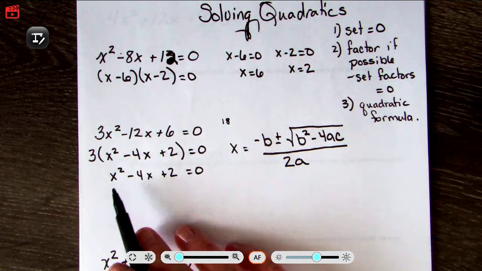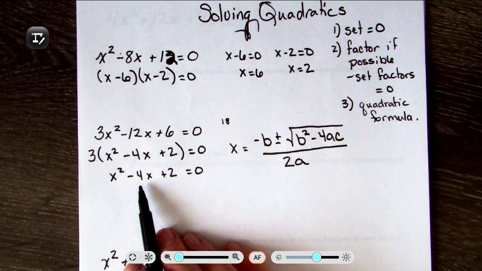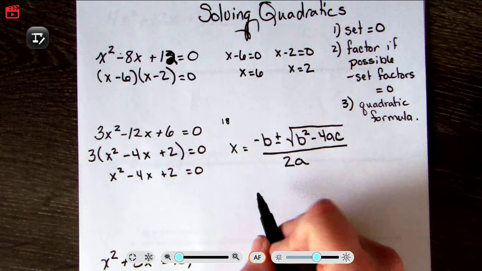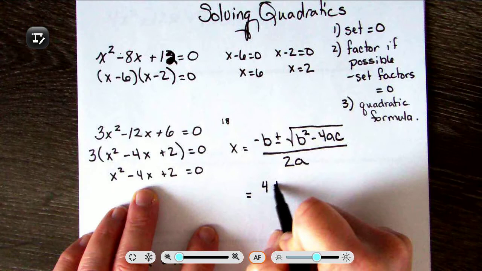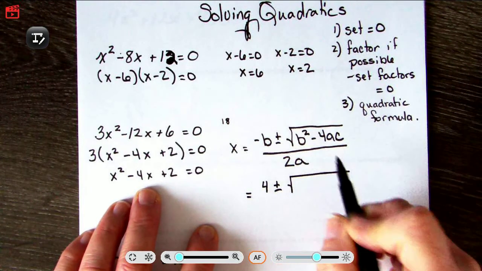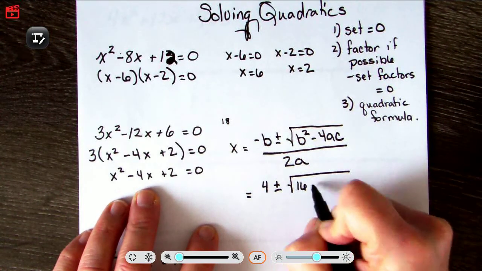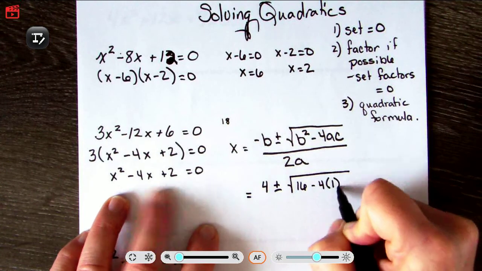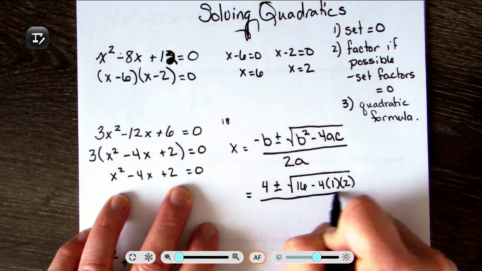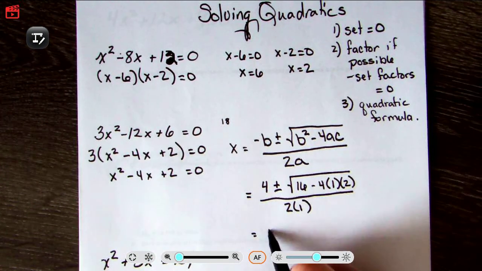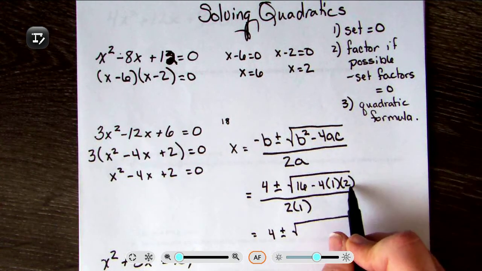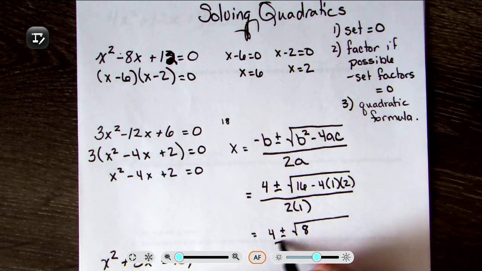Remembering that a is in front of the x squared, the b is your coefficient in front of your x term, and the c is that constant term. So we will have a negative b, so 4 plus or minus the square root of b squared, 16 minus 4 times 1 times 2, all over 2 times 1. So here we get 4 plus or minus the square root of 16 minus 8, which is 8, all over 2.